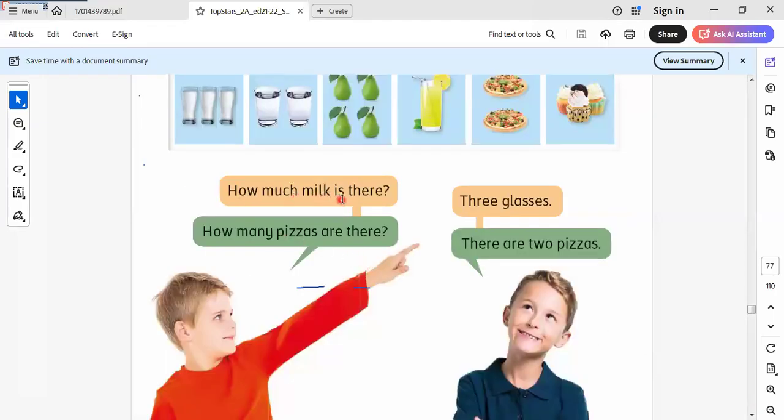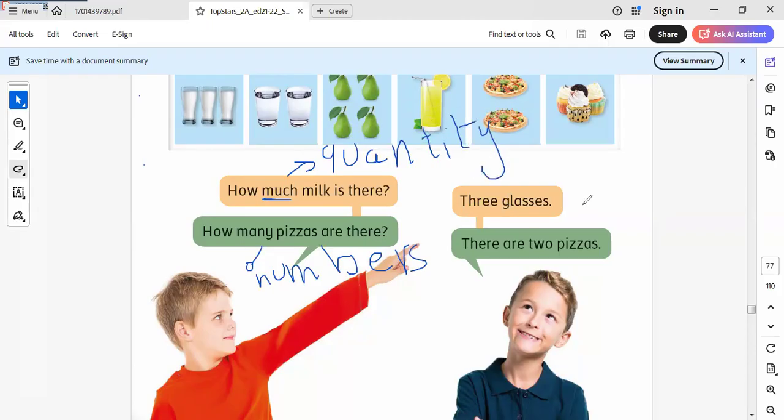Here we say, how much milk is there? 3 glasses. How many pizzas are there? There are 2 pizzas. So here we use how many to ask about what? About numbers. And we use how much to ask about the quantity. When you say how much milk is there? 3 glasses. Okay, so the answer is 3 glasses.